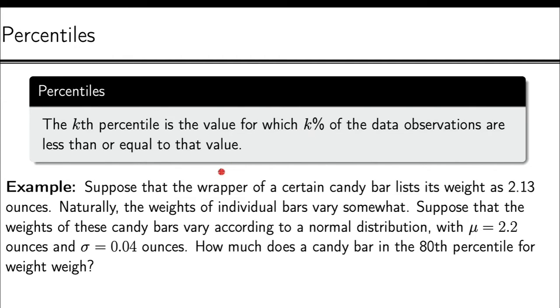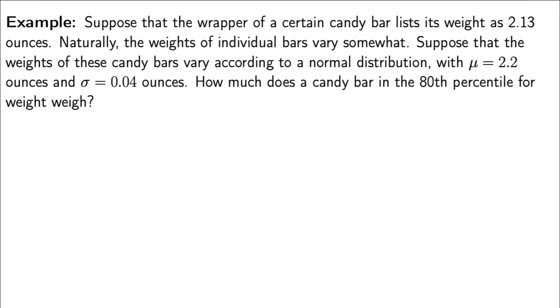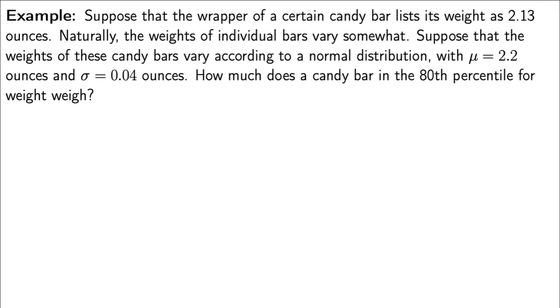That's really just those values in the z-score table. So let's go ahead and apply it. Suppose that the wrapper of a certain candy bar lists its weight as 2.13 ounces. The weights of individual bars vary, and we're going to suppose that they vary according to a normal distribution with mu equals 2.2 ounces. That's our mean. And our standard deviation sigma equals 0.04 ounces. We'd like to know how much a candy bar in the 80th percentile for weight weighs.